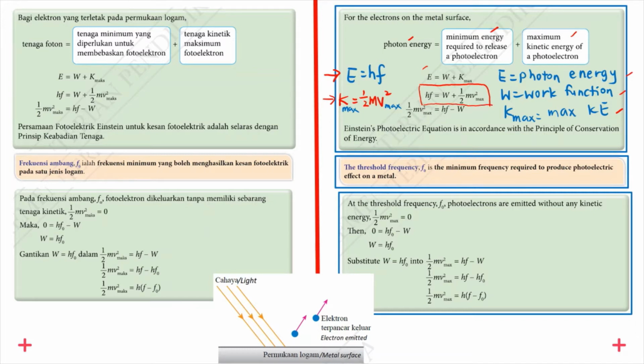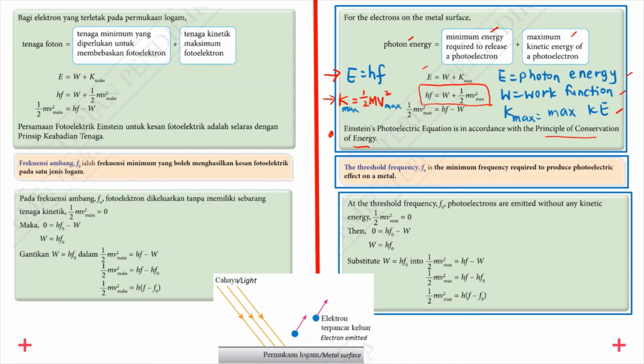Einstein's photoelectric equation is in accordance with the principle of conservation of energy. What is the principle of conservation of energy? The principle of conservation of energy states that energy cannot be created. Energy cannot be destroyed. It can only be converted from one form to another form.